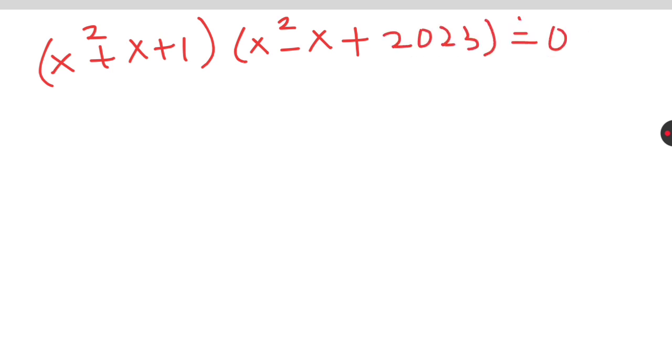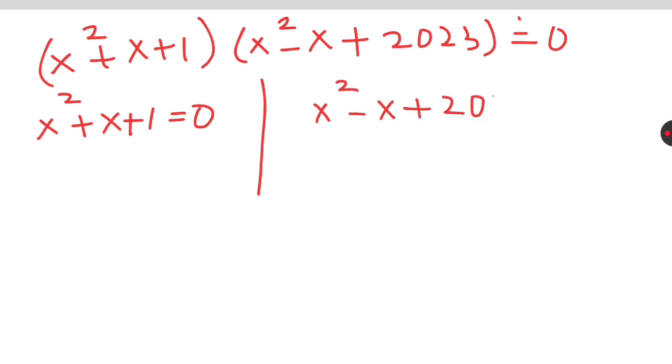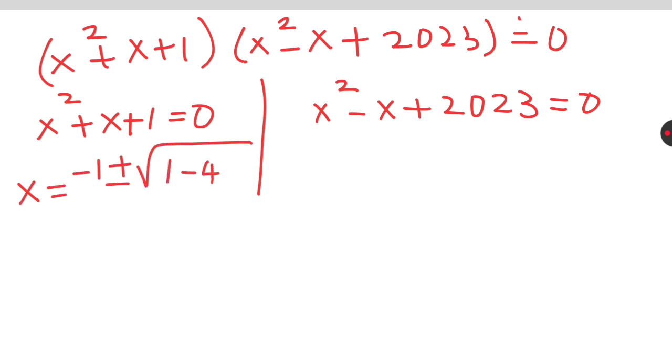From here we can say that x^2 + x + 1 = 0, and x^2 - x + 2023 = 0. Both are quadratic equations, so we can use the quadratic formula. What is the formula? x = (-b ± √(b^2 - 4ac)) / 2a. Let's apply it here. Minus 1 plus or minus the square root of b^2 - 4ac, which gives minus root 3 i over 2. So these are the roots of x.